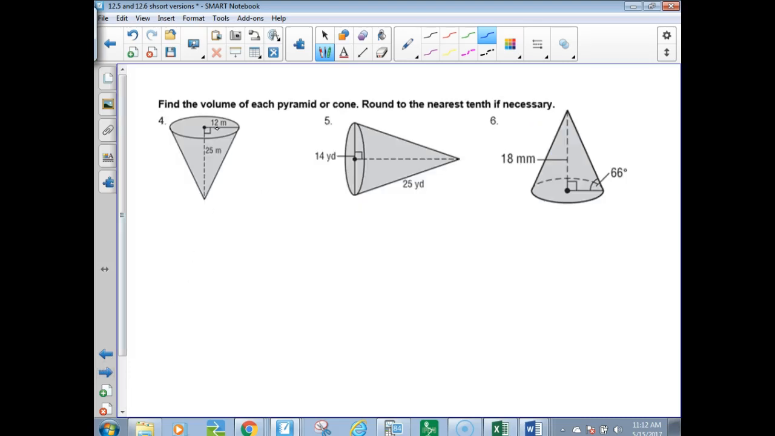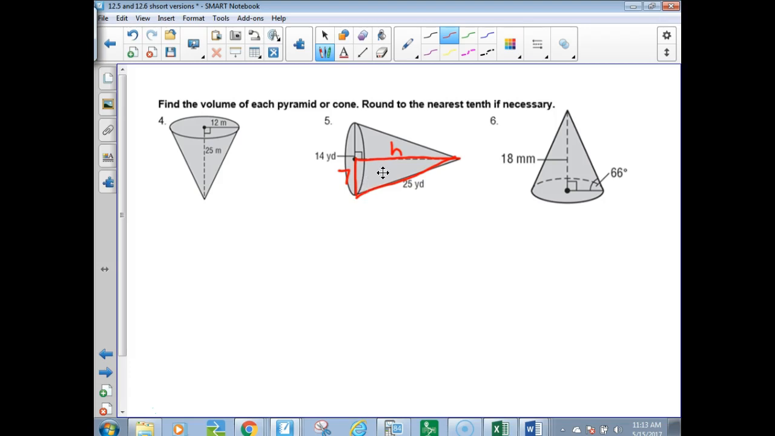Number 4 looks good. Number 5, this is on the outside of the cone. You're going to need to do half of 14 is 7, and you're going to have to find the height with your Pythagorean theorem. Oh, and then there's number 6.